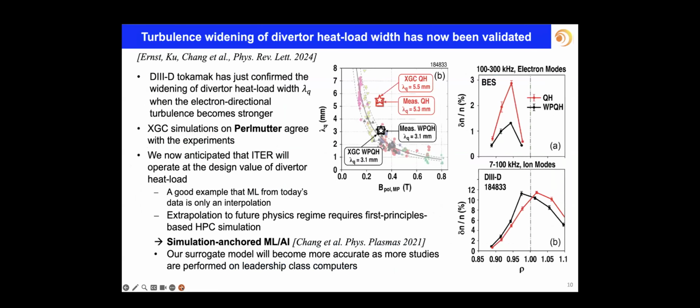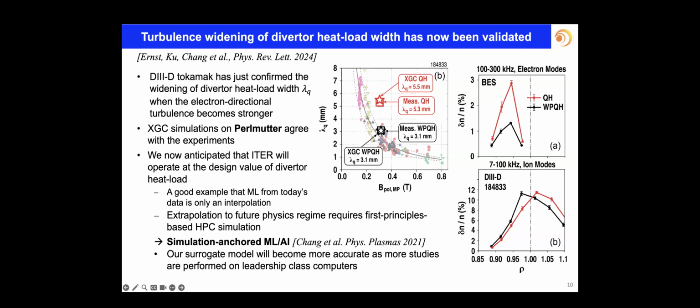Now this turbulence spreading, broadening of the lambda Q, validation on the current device was quite important. And this was done in D3D very recently. Darren Ernst published it in a Physical Review Letter just a couple of weeks ago. So what they saw was that there were two types of plasma. One was called wide pedestal QH. The other type was called QH. I don't need to explain this actually.